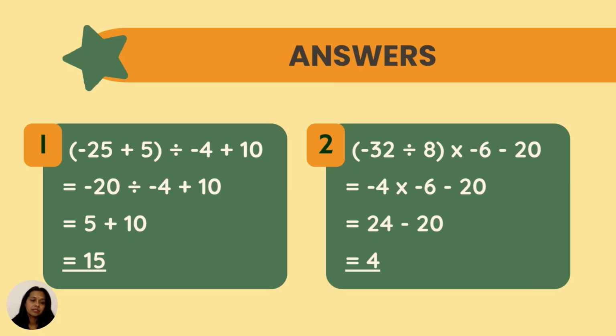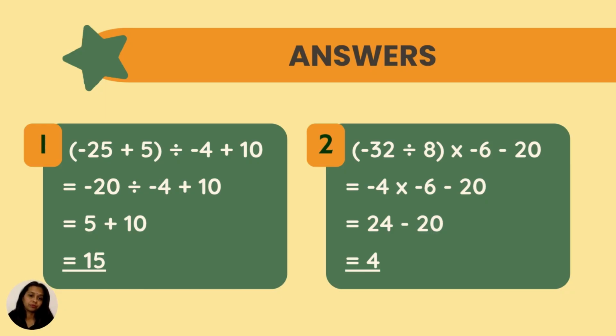So here are your answers. In the first one, you're working with brackets first. So negative 25 plus 5 gives us a negative 20. Then we divide by the negative 4, plus 10 in that row. If you look at the next row, we're taking the negative 20 and dividing it by negative 4 because that's next in your BODMAS. If we divide them, we get a positive 5 and then we add 10 to it. And that's how we arrived at 15 as your final answer.